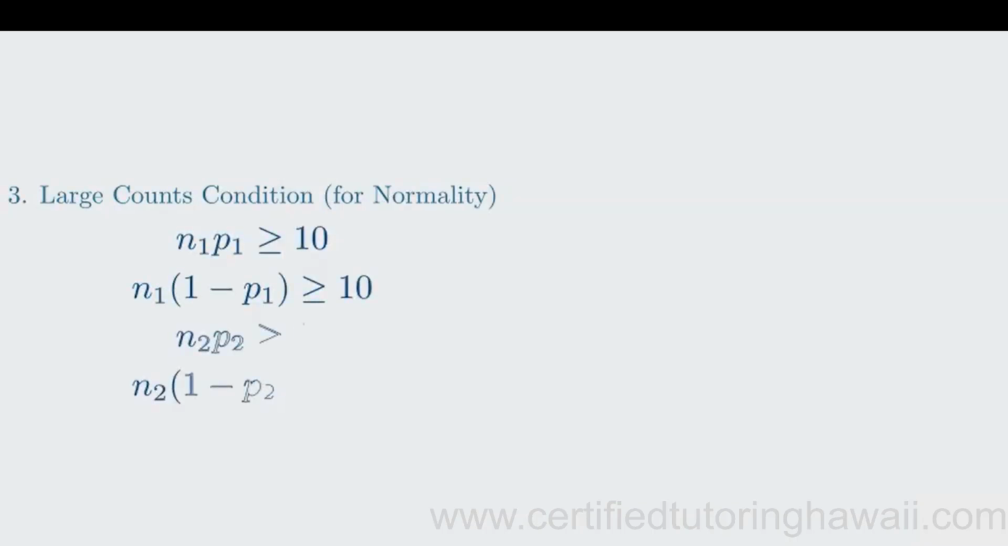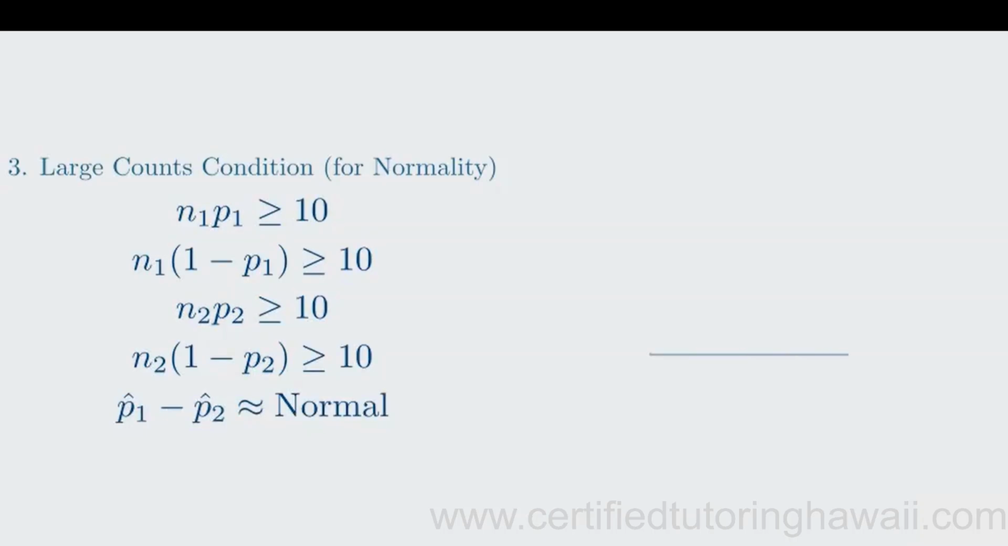Finally, to assume the sampling distribution is approximately normal, we check the large counts condition. We need the expected number of successes and failures in both samples to be at least 10. That's 4 separate checks. If all 4 are met, the sampling distribution of P hat 1 minus P hat 2 will be approximately normal. Let's apply these concepts to a practical scenario. This will help us hit our third objective, interpreting these values in context.